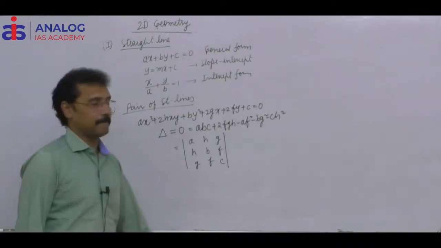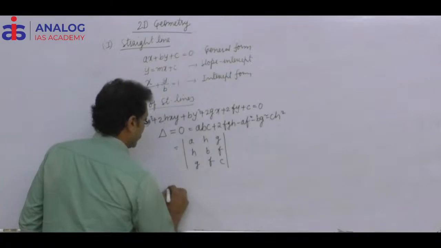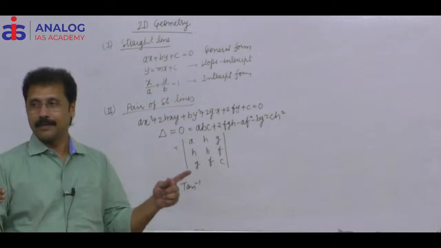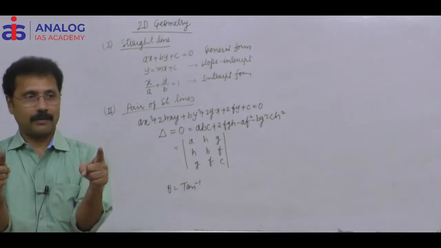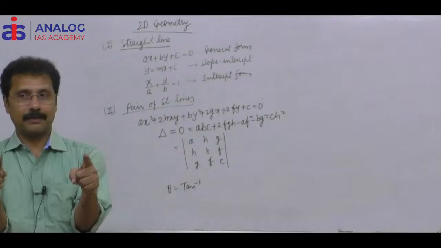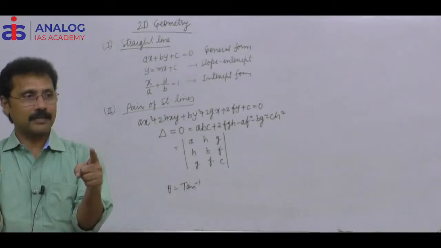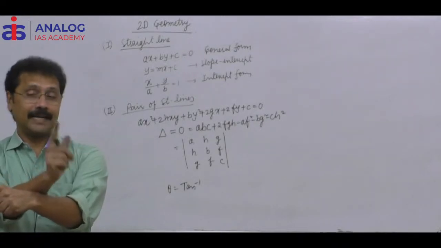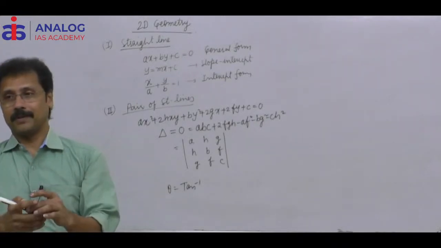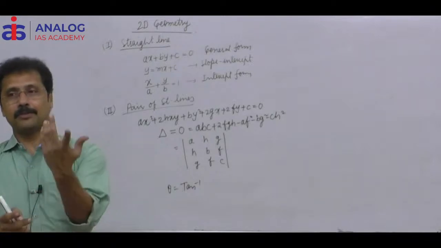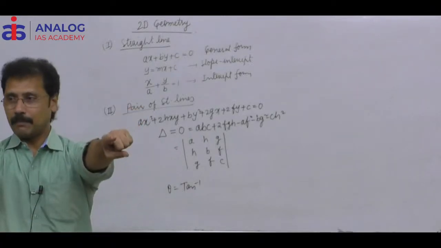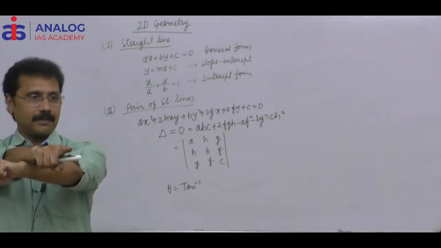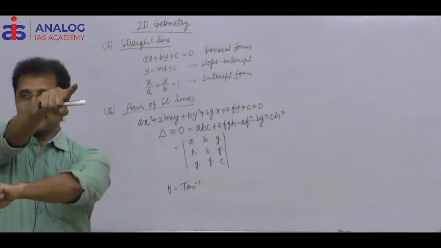So the angle between them, theta is equal to tan inverse, because there are two straight lines. If they are parallel, it's okay. If they are not parallel in 2D geometry, the two straight lines definitely have to intersect. There is no other way out. 3-dimensional is a different story. We have another scenario. In 3-dimensional geometry, two straight lines can be parallel, can be intersecting, can be skew also, like this. 3-dimensional geometry.